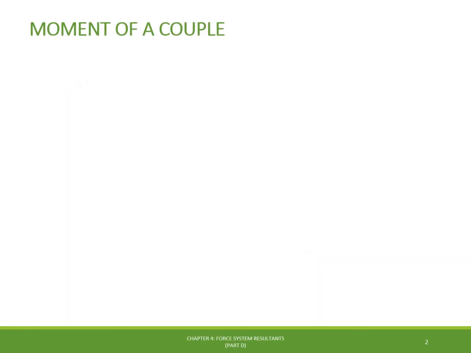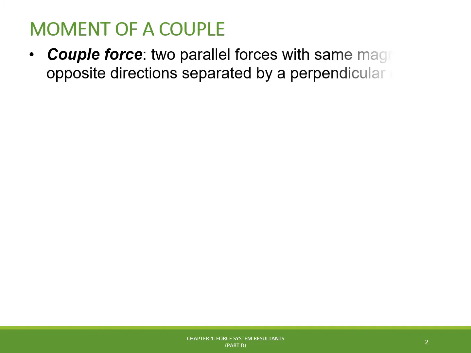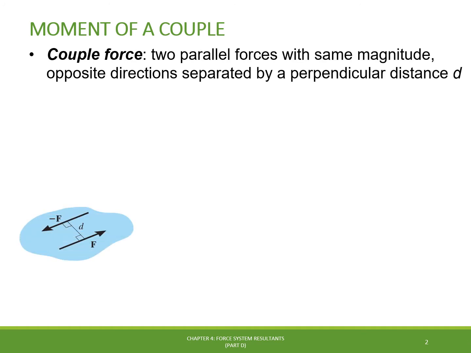We're going to start this video by introducing the concept of moment of a couple, or the moment created by a couple force, which is defined as two parallel forces that have the same magnitude but opposite directions and are separated by a perpendicular distance d. In this type of system, the resultant force is zero, and then the only effect of the couple force is to produce a rotation or tendency of rotation in a specified direction, which is identified by the couple moment M.